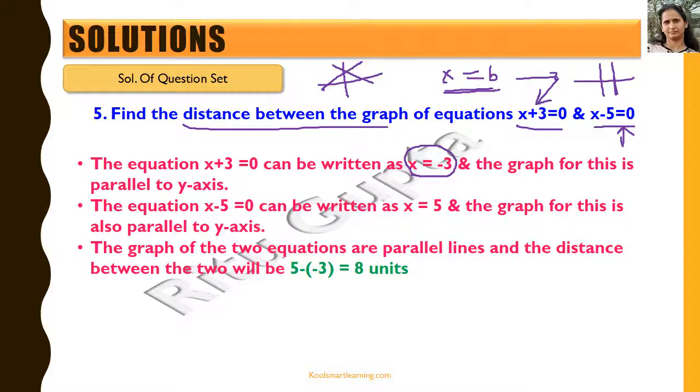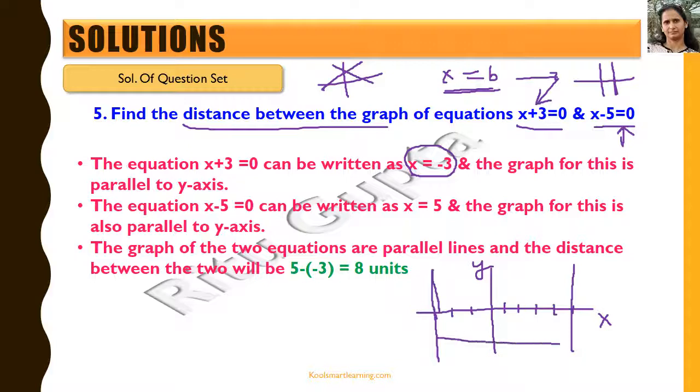Now this is the graph that we have, this is the y-axis and this is the x-axis. We are saying x = -3. If we draw it like this, x = -3 is this line, which is parallel to the y-axis. And now if we have x = 5, we'll have this line as the graph for the second equation, which is x - 5 = 0.